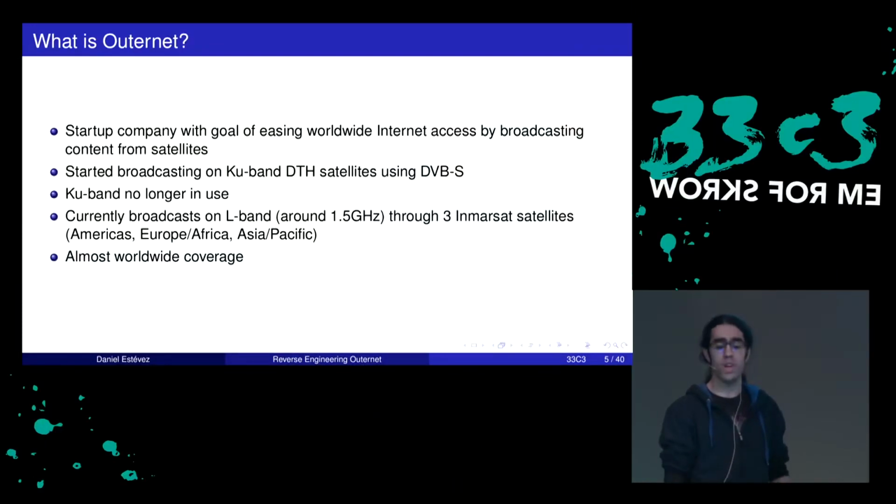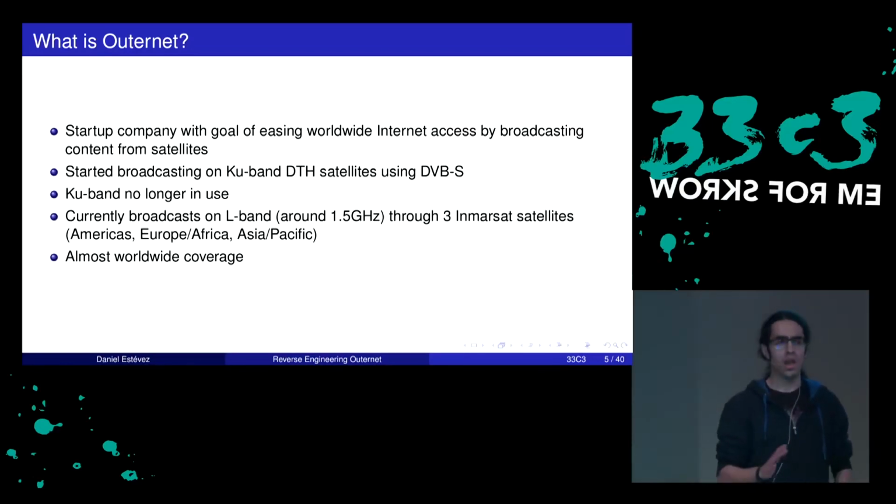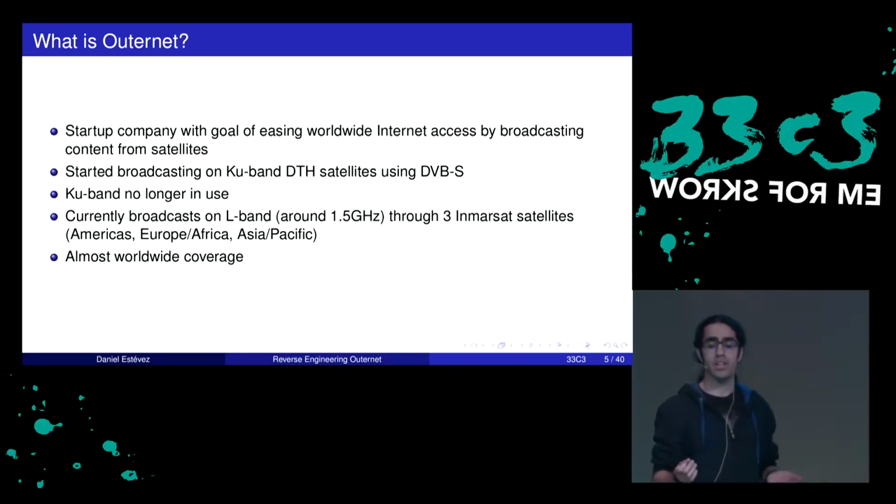One covers the Americas, the other one covers Europe and Africa, and the other one covers Asia and the Pacific. So this is worldwide coverage, except near the poles, where, of course, the geostationary satellites, which are on the equator, are almost all out of view, but almost worldwide coverage. What do you need to receive Outernet?